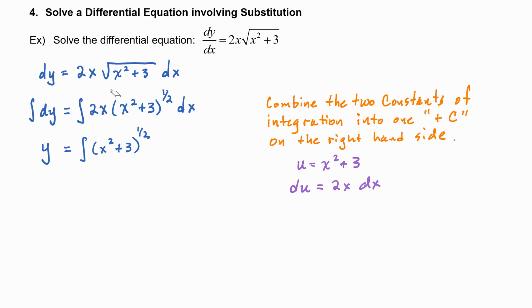And we can actually just reorganize this into the integral of x squared plus 3 to the 1/2, and then I'll take the 2x and put it over with the dx. And now it's a pretty easy substitution to do. We have y equals the integral. This quantity, x squared plus 3 to the 1/2, becomes u to the 1/2.